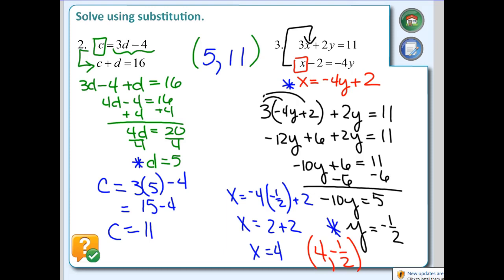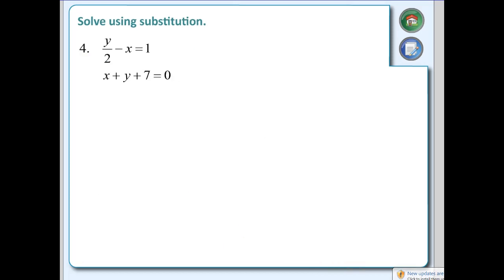So, not very difficult. It's things we've been doing for a long time. But you've got to really be careful of the little things as we go through. Well, let's go ahead and look at our next one. Let's look at number 4.